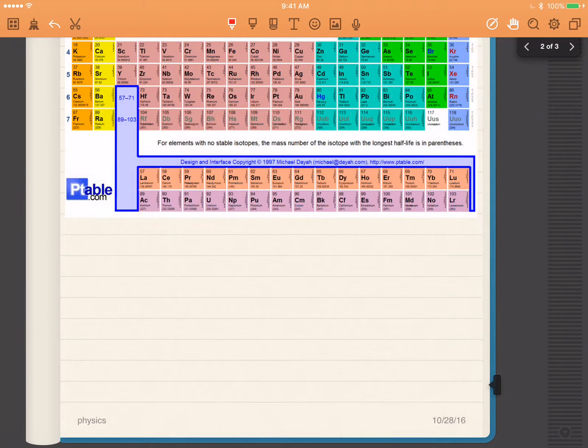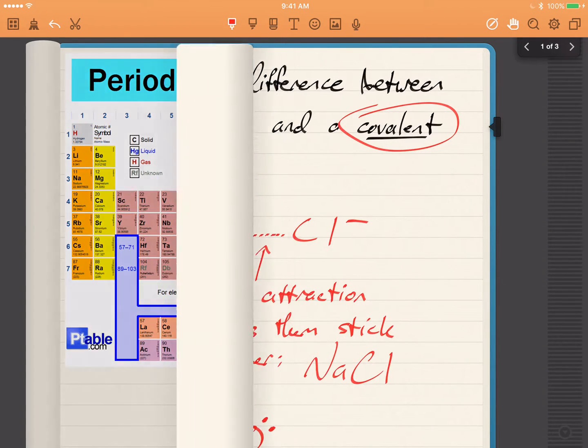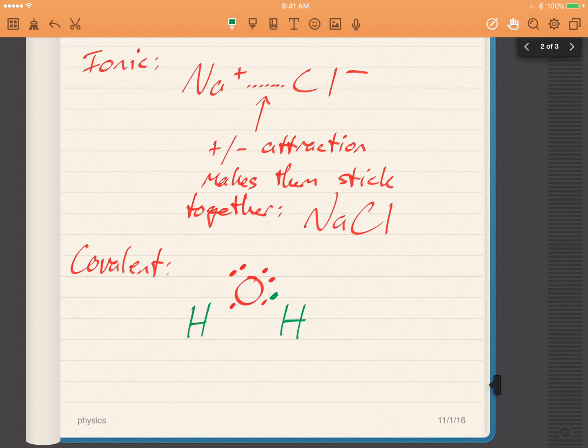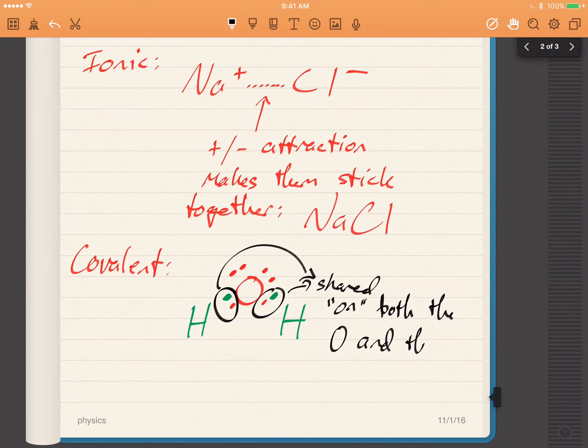And then I go back to the periodic table and I look at the hydrogen and, oh, it's right there. That's nice and easy. It has just 1 electron. I will write it in green. 1 for each hydrogen. Now, let's take stock of what we've got here. I've got these 2 electrons here and these 2 electrons here that are both shared. They're actually on both the oxygen and the hydrogen.